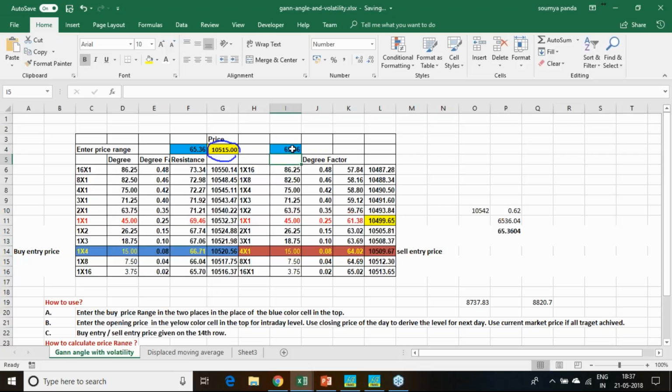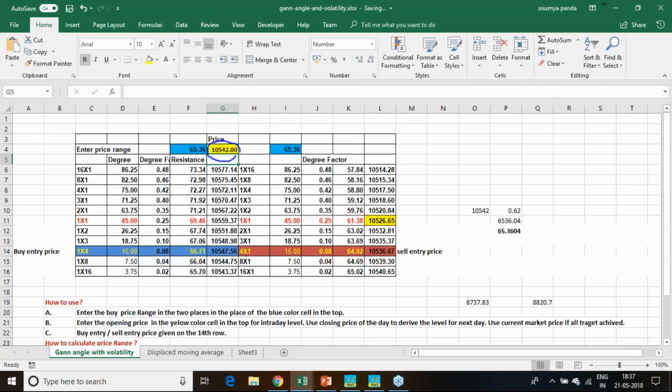So I will not be calculating the resistances and supports. Rather, from price range, I will calculate the price range fluctuation points. Then I will be taking 10,542 here, where I have ended today. This I am just putting here.